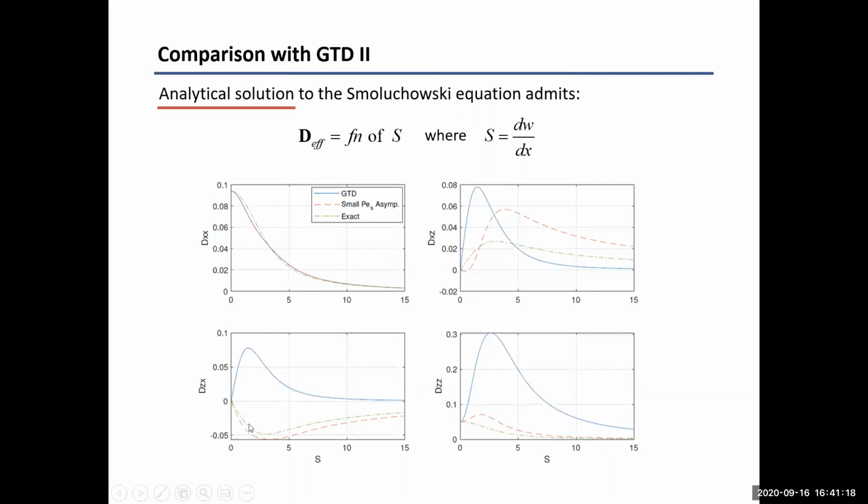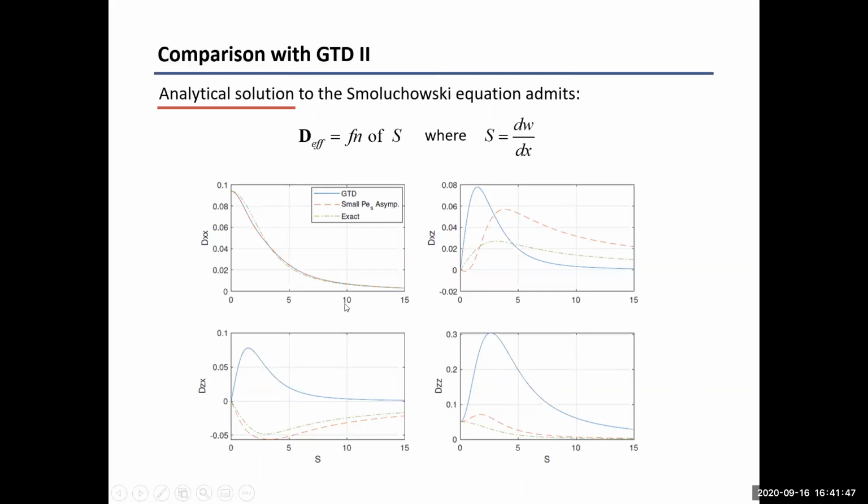In fact, our DZX becomes negative here, and both the new model and the Smoluchowski equation show more or less the same behavior. Okay, so a similar thing is happening in this DZZ component. What you see here is that the DZZ value from GTD theory is largely different from the other two.